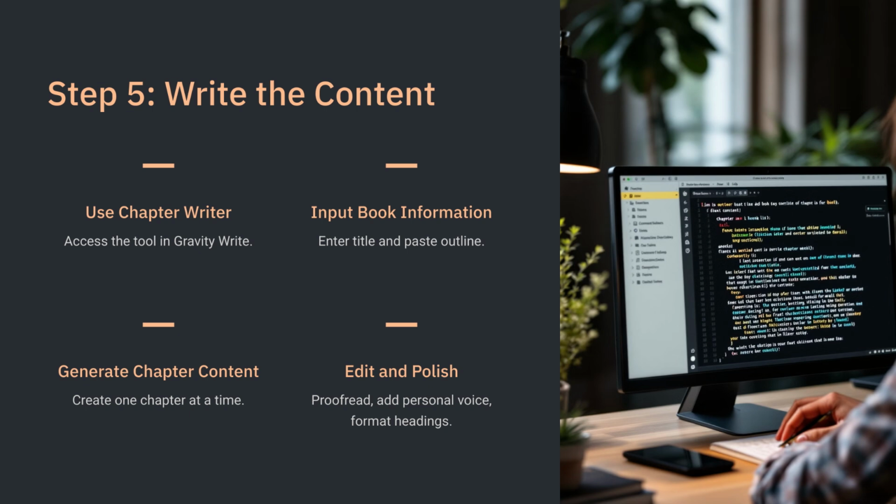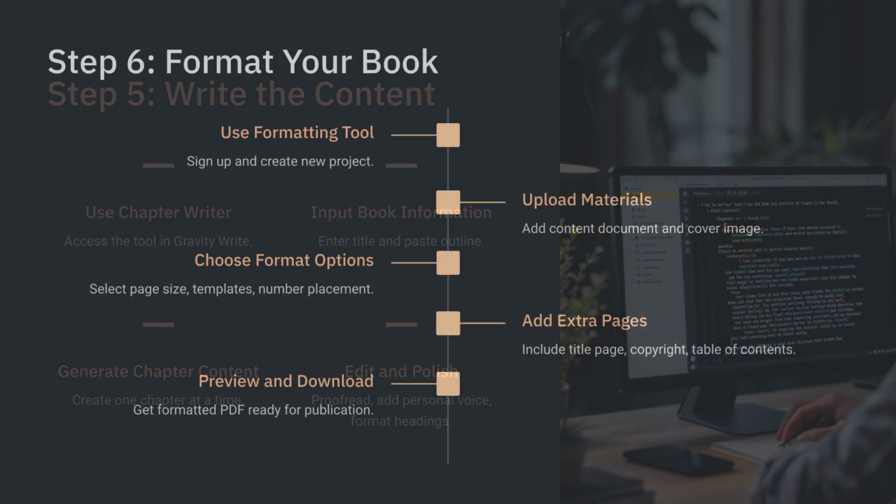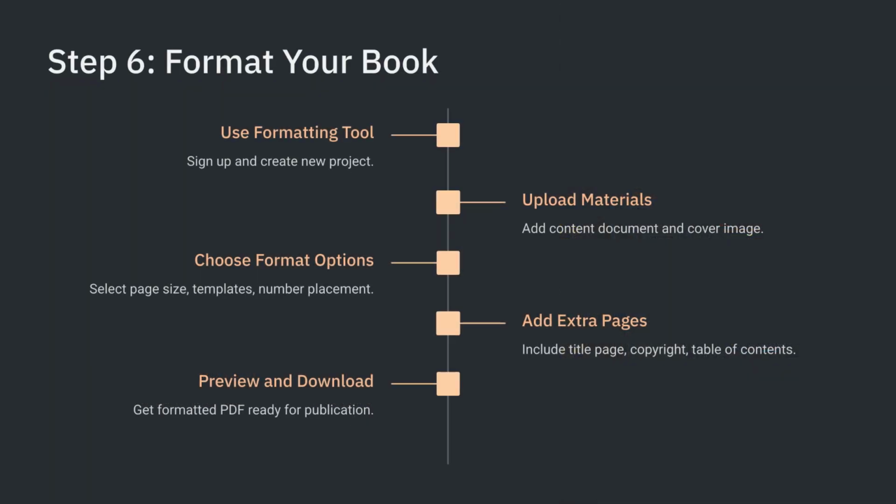Tips for polishing your book. Proofread the AI-generated content to ensure clarity and accuracy. Add your unique voice and insights for a personal touch. Format chapter titles and headings using the Heading 1 style to make formatting easier later. Proper formatting ensures your book looks professional and is ready for publication.